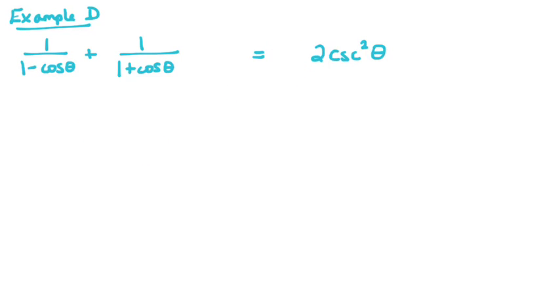Okay, in this example, we have 1 over 1 minus cosine theta plus 1 over 1 plus cosine theta equals 2 cosecant squared theta. And we want to verify that these two things are equal. So I'm going to start out by putting up that wall, and we can work on either side of the identity that we want to work on.